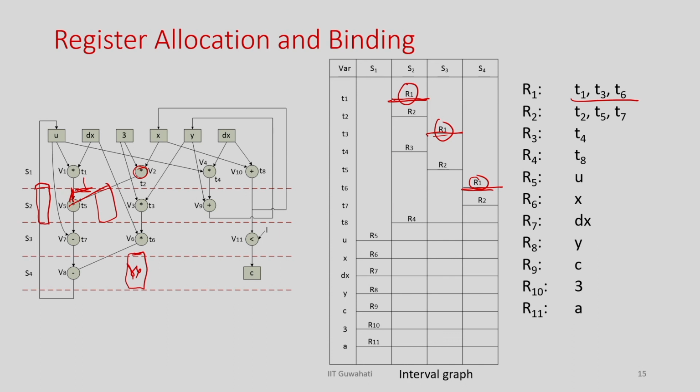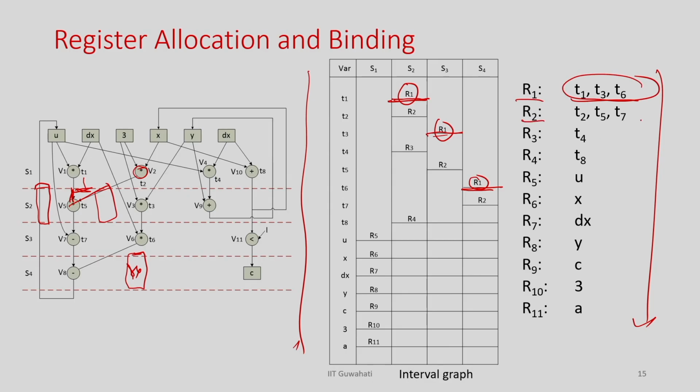So, this is how I will identify the sharing of variables within a register, and hence I can reduce the number of registers. If you take this behavior, I can show that I need only 11 registers for these variables. The sharing is: register 1 is going to store T1, T2, T3 and T6, register 2 is going to store T2, T5 and T7, and there is no sharing for the other registers because their lifetimes are overlapping. For example, U I need for all the time.